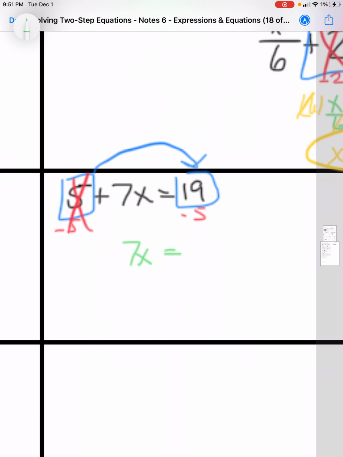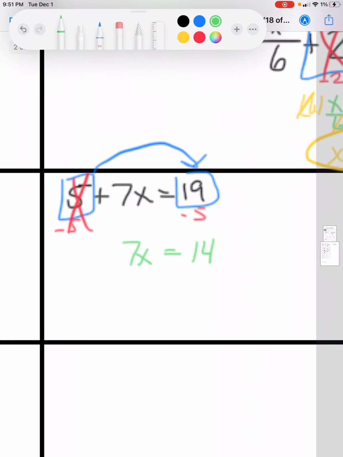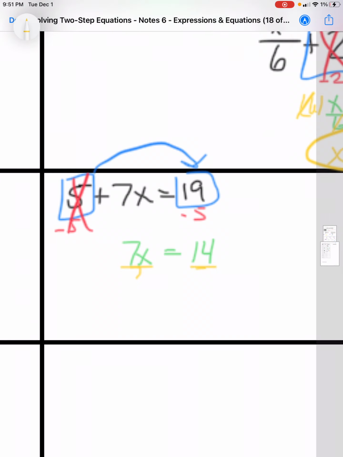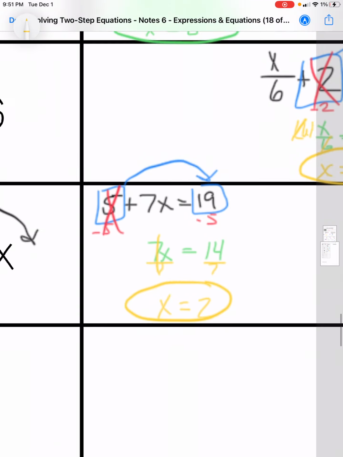Okay, 7x equals 14. 7 times x. So what do we do to get rid of the 7? We divide both sides by 7. Those cancel. I'm left with x equals 14 divided by 7 is the big number of 2. Great job.